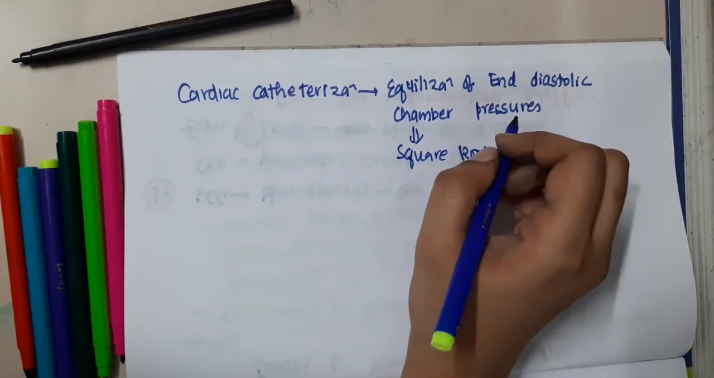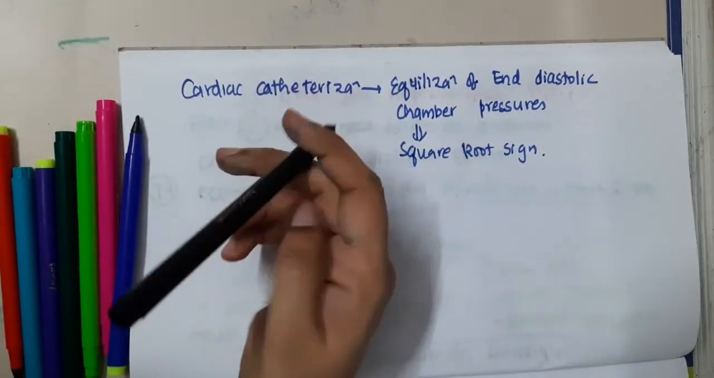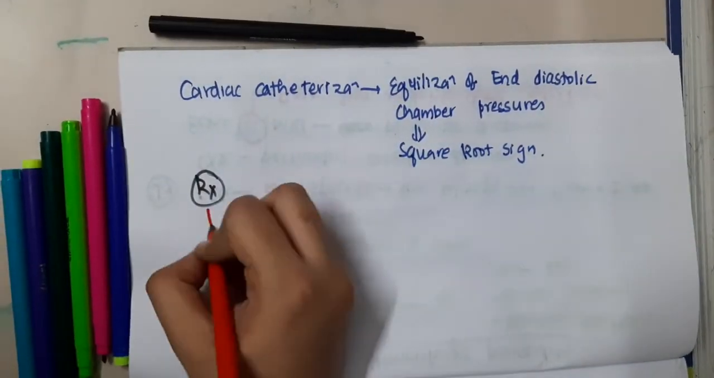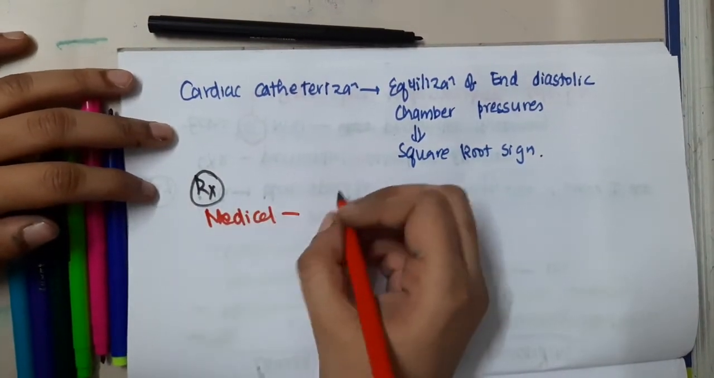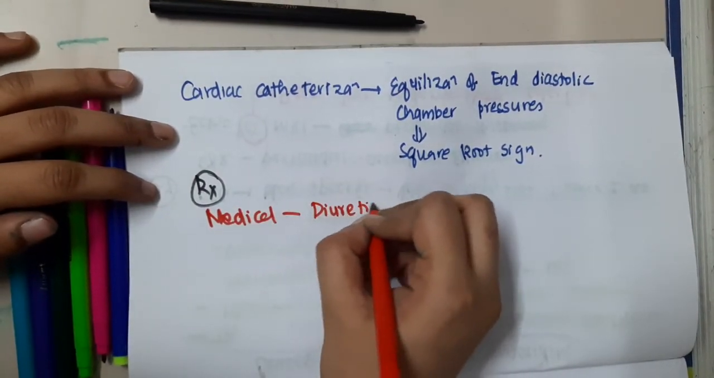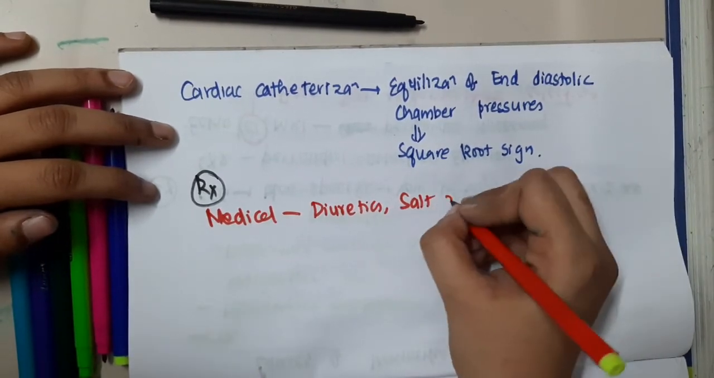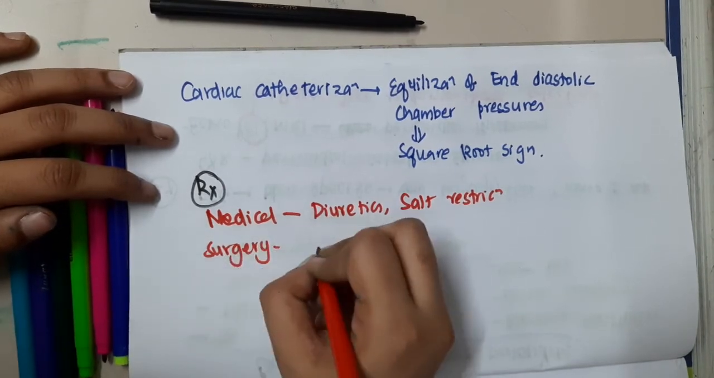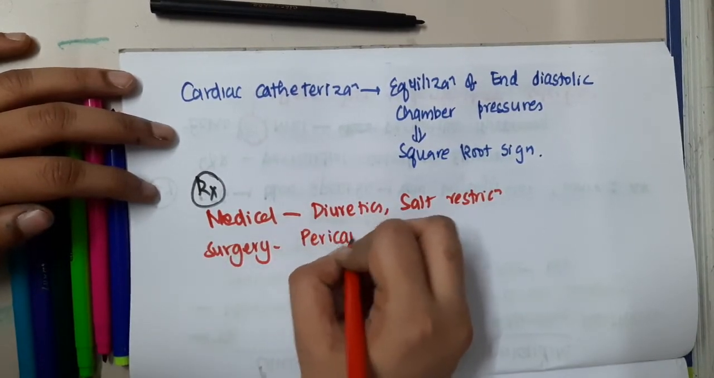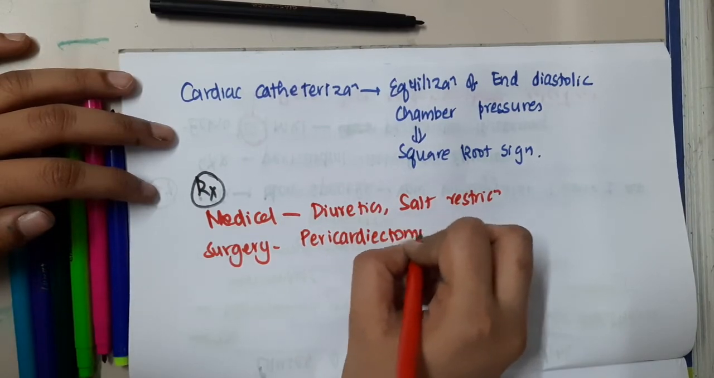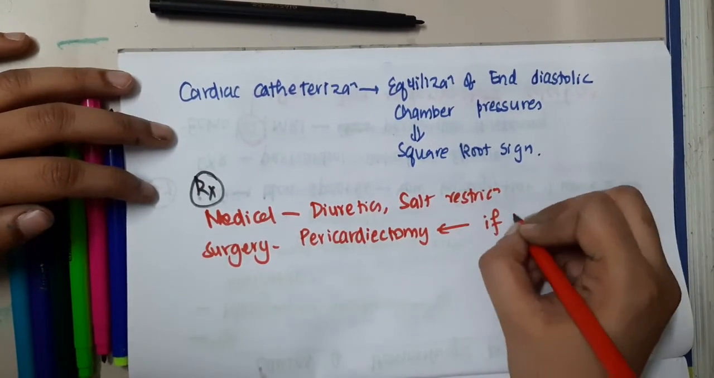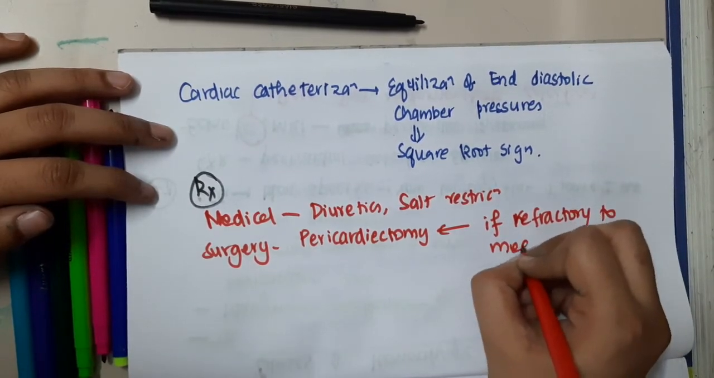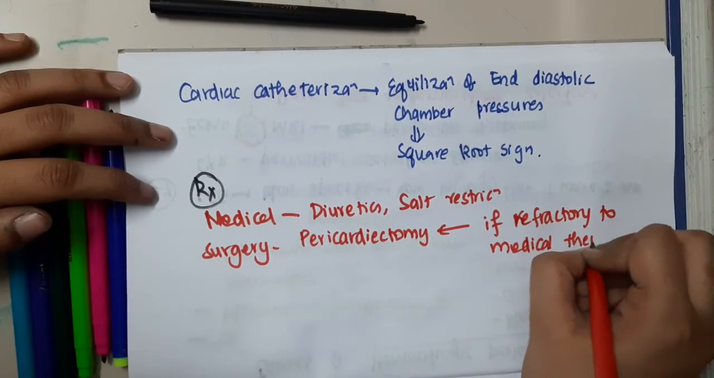Okay. Now, what about the treatment of constrictive pericarditis? We can do medical treatment, in which we give diuretics and salt restriction can be done. In surgical treatment, we can do pericardiectomy. This pericardiectomy is done only if the patient is refractory to medical therapy.